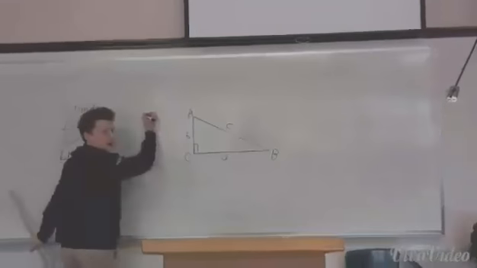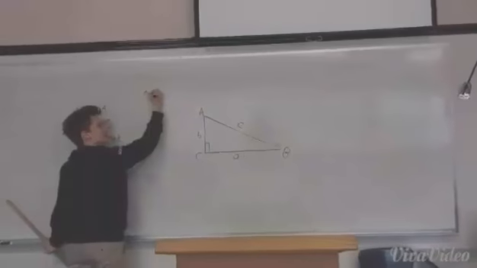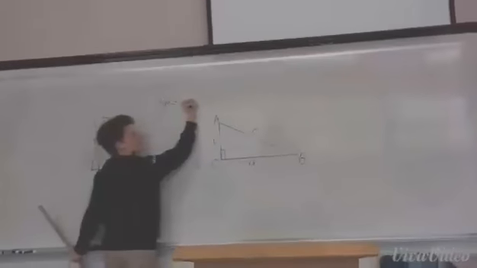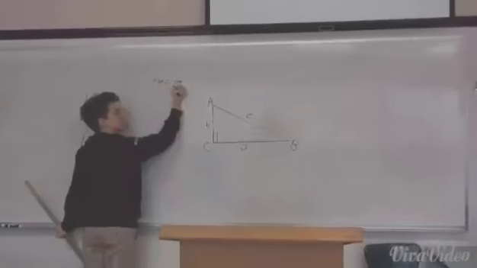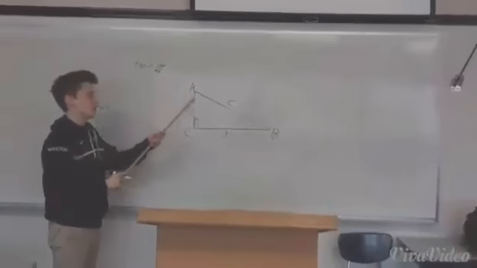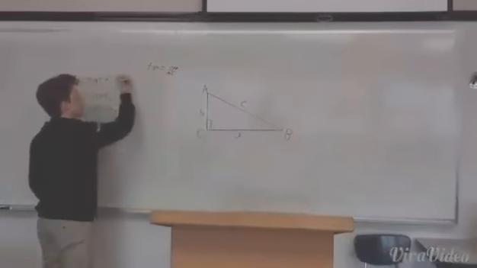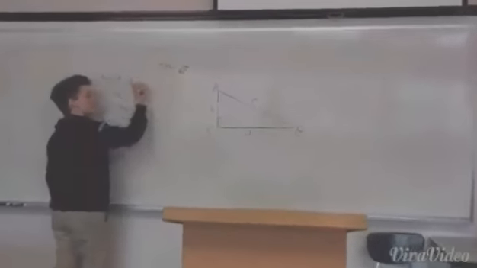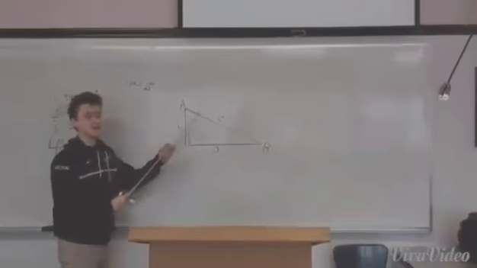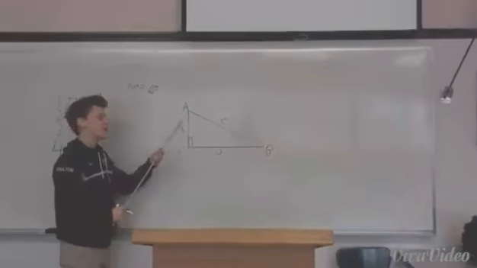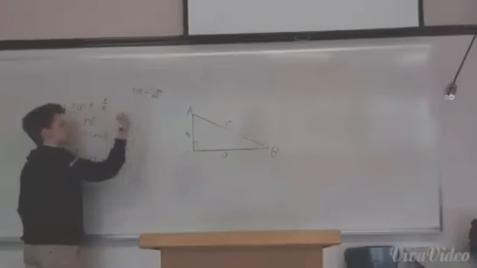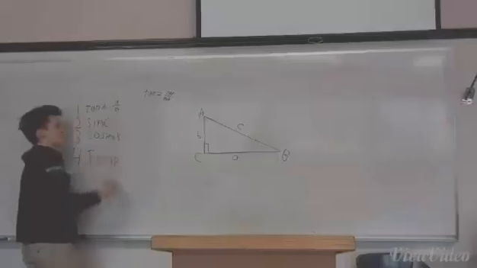Alright, so tangent A would be the equation, sorry about my handwriting, opposite over adjacent. Now obviously, opposite to A right here would be this little a. So we're going to write little a right there. And then adjacent to A would be C. Just kidding, it would be B, because C is the hypotenuse. So A over B is the answer to number 1, tangent A.